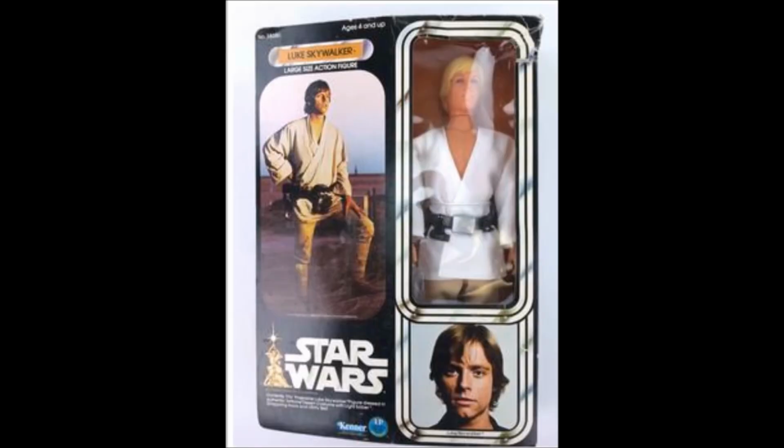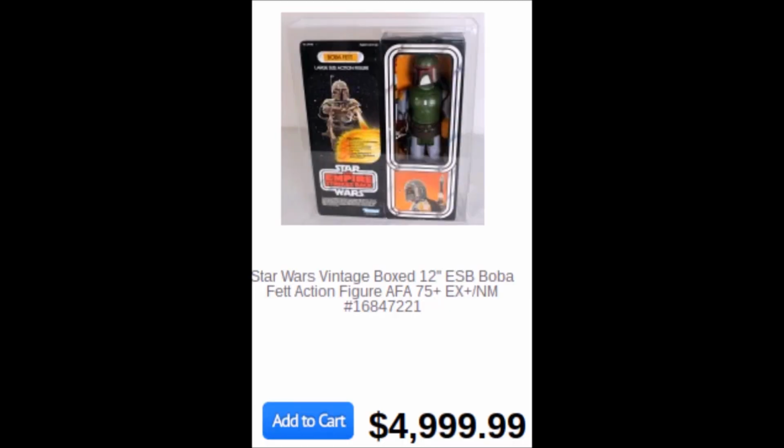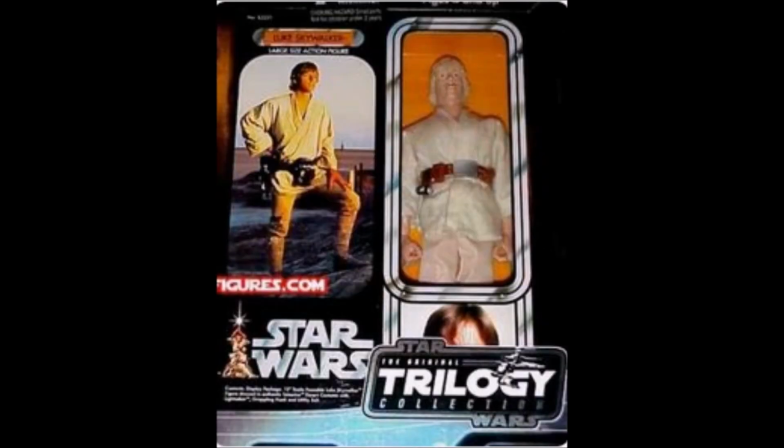Now, had I kept that receipt that I threw in the garbage, had I kept that paper box, and had I never touched Luke Skywalker inside, today that toy would be worth $5,000. From $5 to $5,000. And not 40 years later. It was worth $5,000 about 20 years ago.